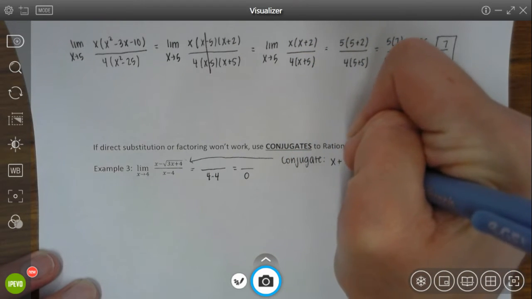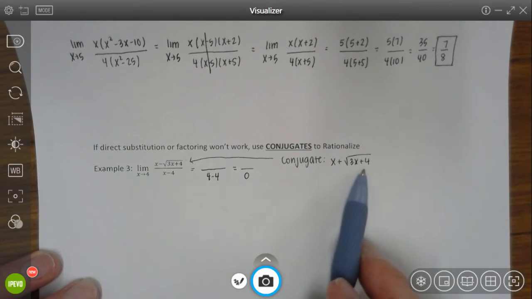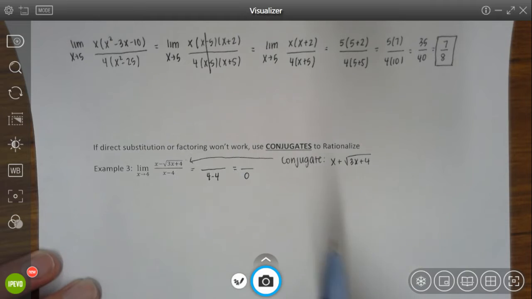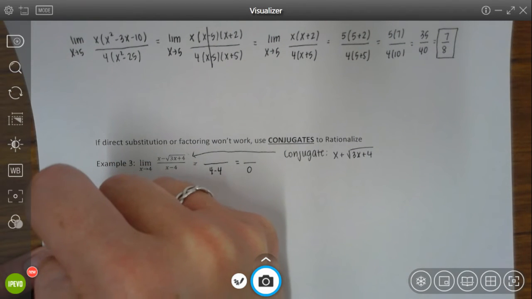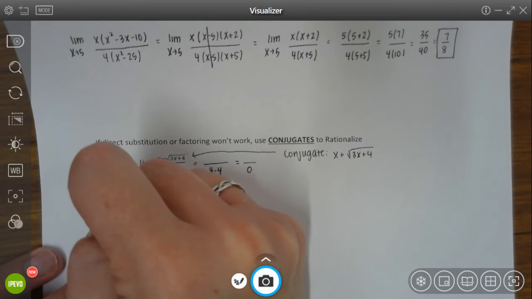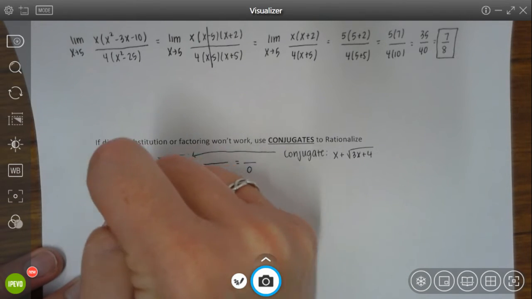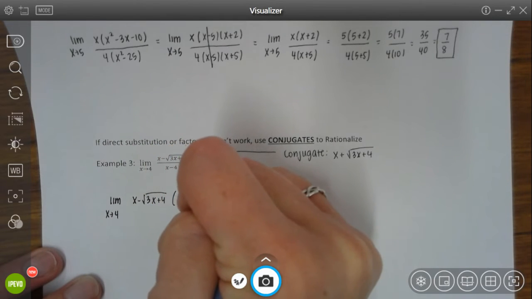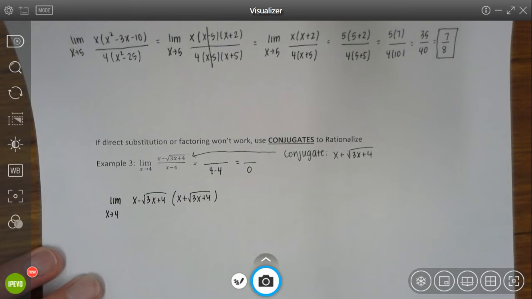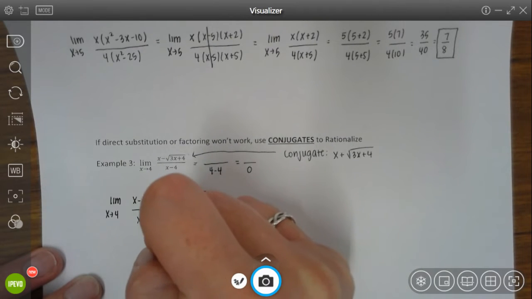x plus the square root of 3x plus 4. And what I'm going to do is multiply this quantity to both the top and the bottom of the fraction. So limit as x approaches 4 of the numerator times its conjugate, and then over x minus 4 again times the conjugate.